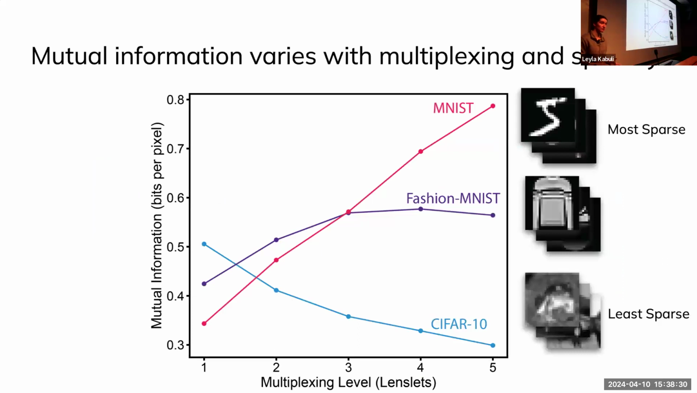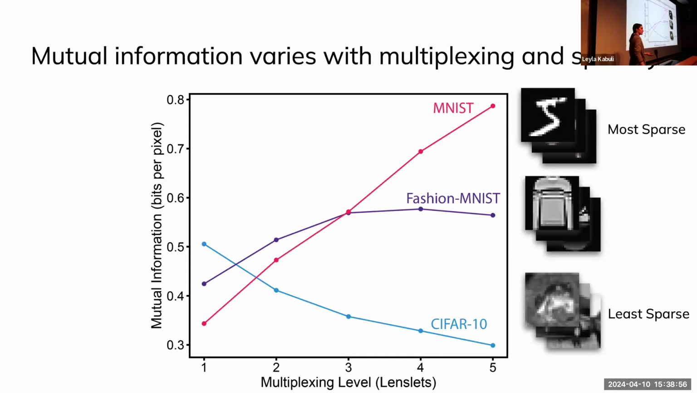And now we get one of the interesting results that I can get with this mutual information framework. So for each data set, I look at the mutual information for the output, the sensor measurements, for each of the multiplexing levels. And I'll start with the CIFAR-10 dataset, which is natural images. These are the least sparse images. When I have a single lens, I have the most information. And as I increase my multiplexing, I lose information.